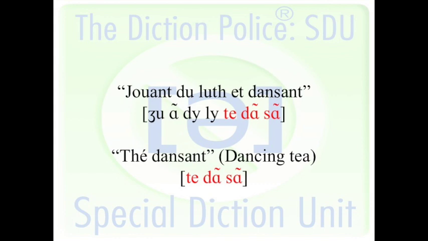So basically the point I'm trying to make here is that if you're following all the traditional rules of French diction and legato, you might end up with this involuntary thing that will sound like you're saying thé dansant in the middle of that poem.